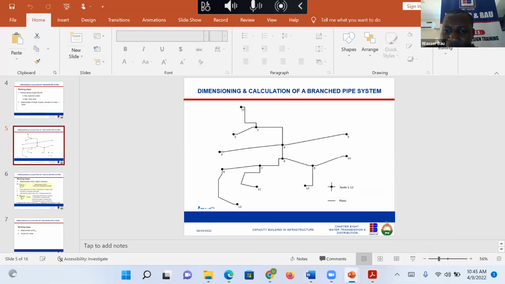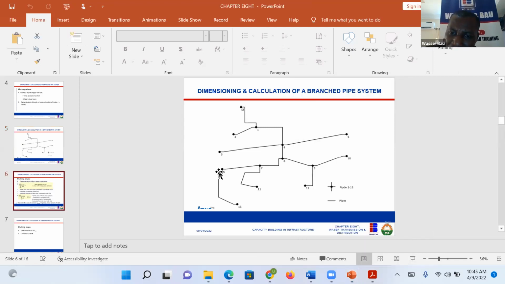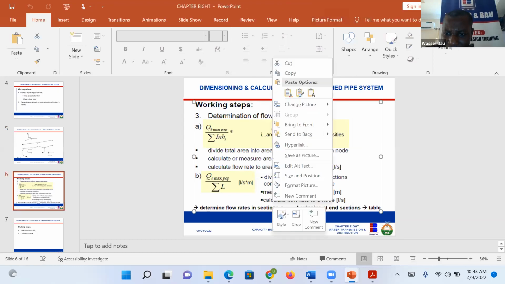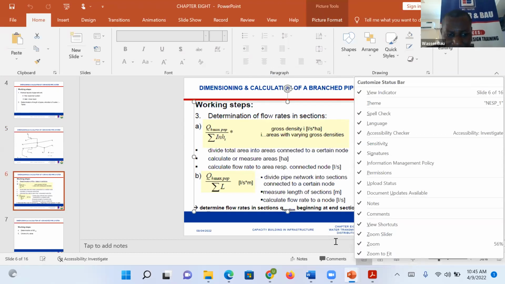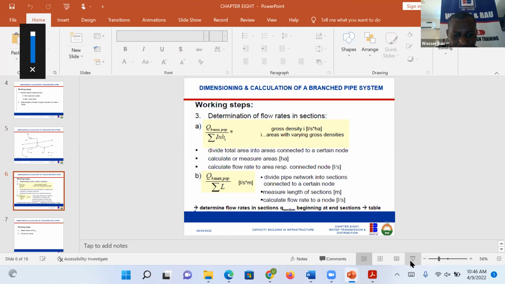For each area, you ask yourself, how many riparian plots are converging, are within the watershed of what's happening? Oh, sorry. F5. No.